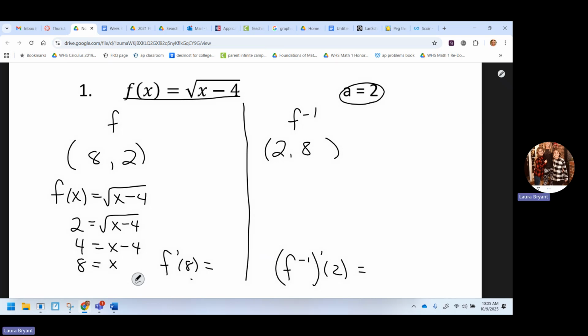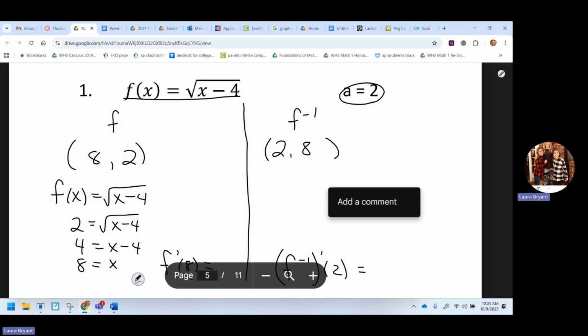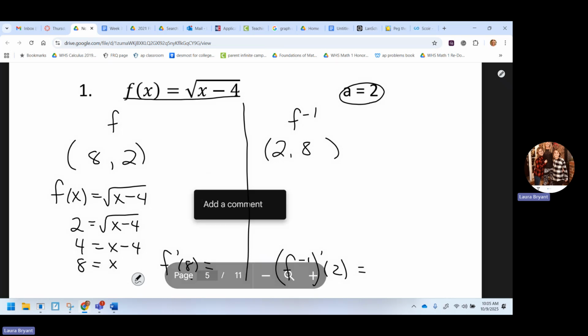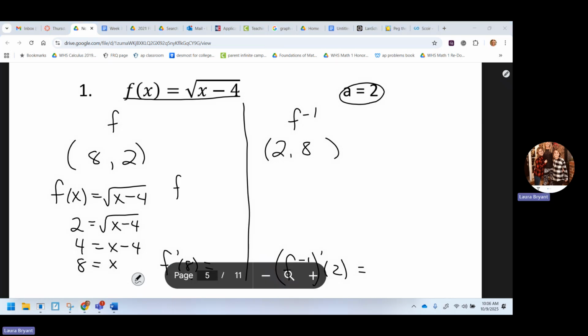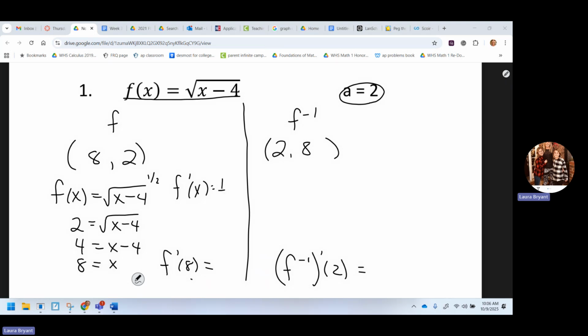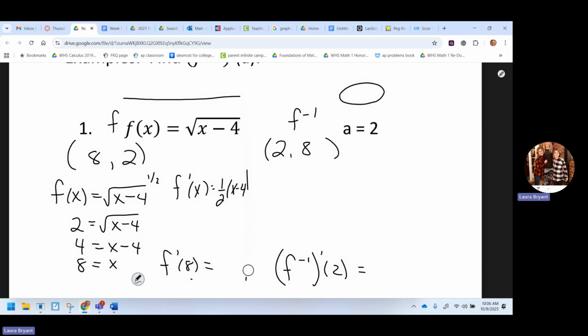So I only have the one equation. I'm not going to do derivatives on both equations. I'm just going to do the one derivative and then flip it over to get the other derivative. So over here, if I take f prime of x, think of this as a 1/2 power, and we've got this as a chain rule. So it's going to be 1/2 times (x minus 4) to the negative 1/2.